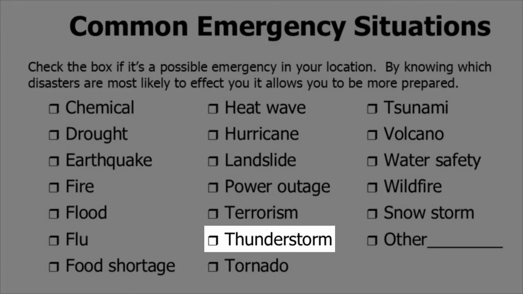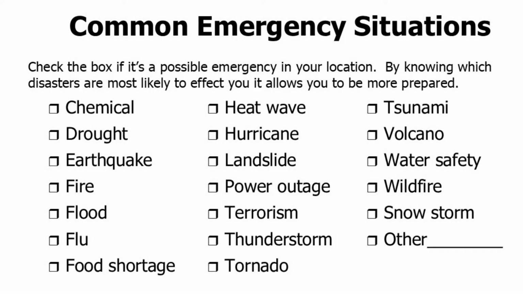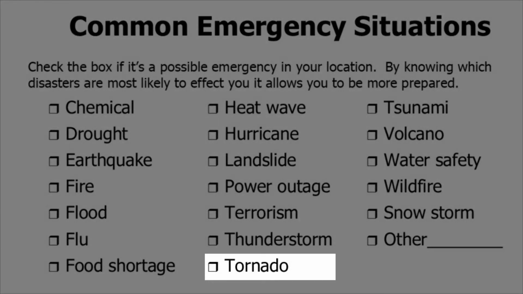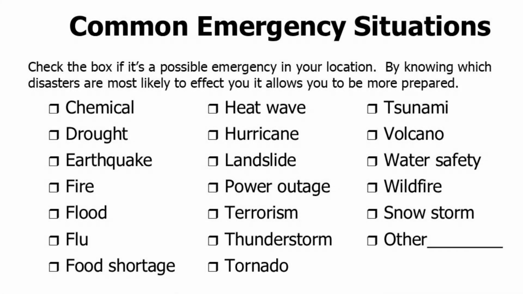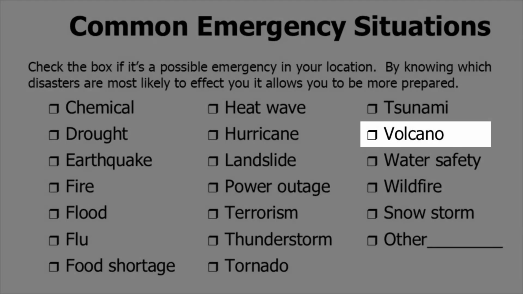Thunderstorm. A thunderstorm can drop trees, can cause flooding, or cause power outages. So if you're in an area that thunderstorms are common, it's important to realize that you might need to be prepared for them. Tornado. There are some parts of Idaho that have had tornadoes touch down. Tsunami. Volcano.